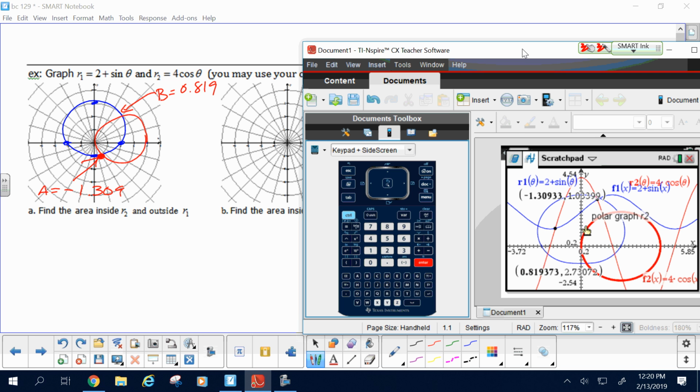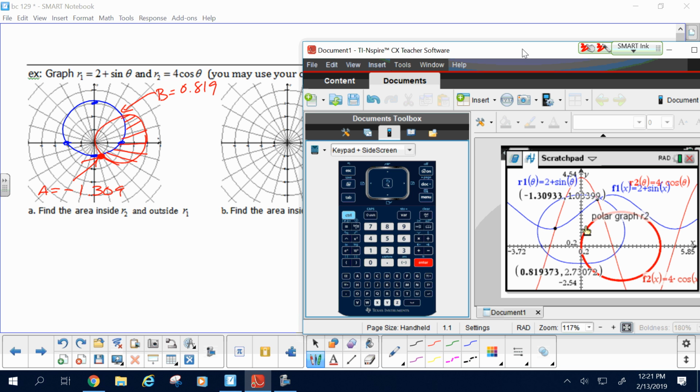Okay, now let's talk shading. The area inside r2, which is the circle, but outside the limaçon. Inside the circle, outside the limaçon. Draw spokes from the origin. Inside the circle, but outside the limaçon. How many integrals will I need? Just one. All right.